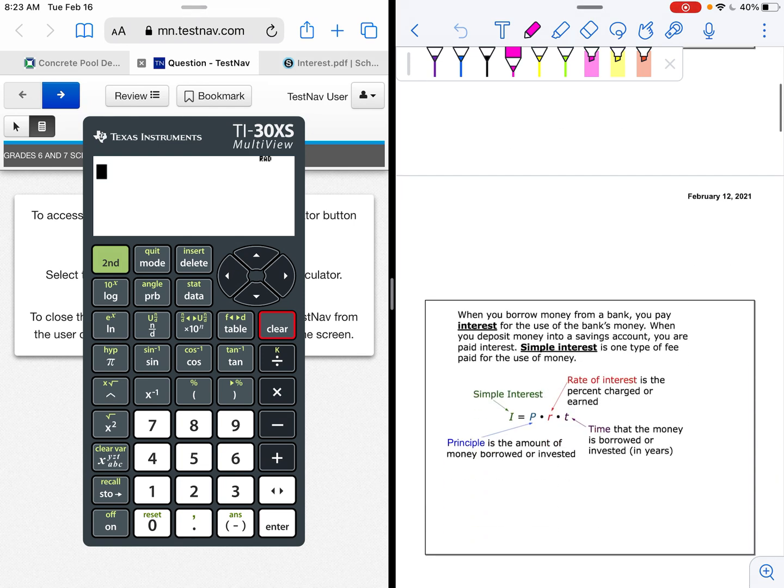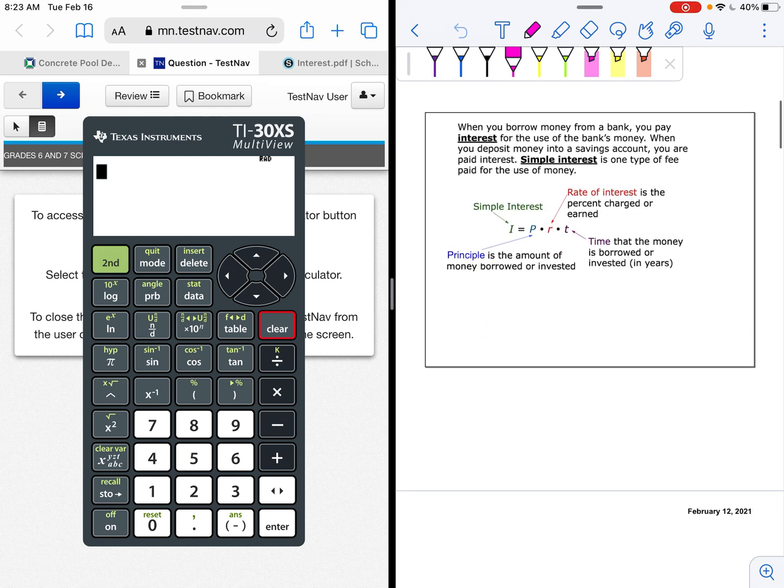So let's get started. Interest is what you pay when you borrow from a bank, for the use of that money. The bank is going to loan you money, but they need to make money off of that because that's what they're in business for. So they charge you what they call interest. And when you deposit your money into a savings account, you are paid interest because the bank is actually using your money, and so they're paying you interest for using your money.